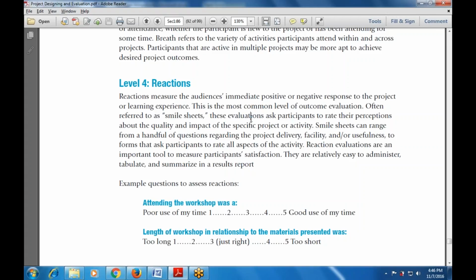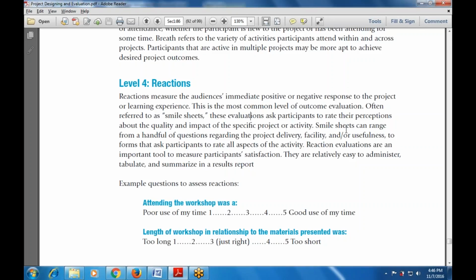What is the most common level of the evaluation? That is often referred to as smile sheets. This is also known as smile sheets. These evaluations ask a participant to rate their perception, for example out of 10 or out of 20, whatever scale is being used.